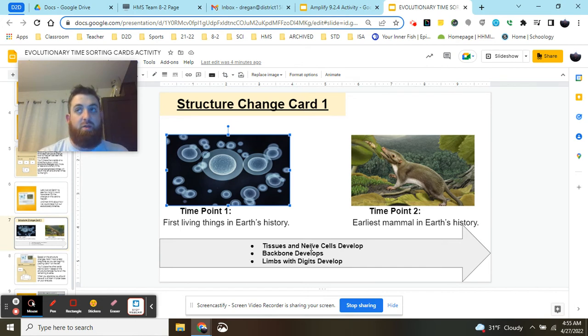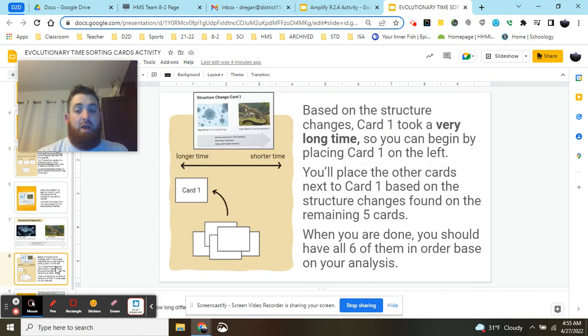So we have to ask ourselves, well, how much time do we think that took? Thinking about our calendar, thinking about evolutionary history, did that take a couple hundreds of years, thousands of years, millions of years, billions of years? How much time do we think passed? A lot of time? A medium amount of time? And from there, we're going to think about the structural changes. So based on the changes that happened, we have to decide, did it take a long time or not?